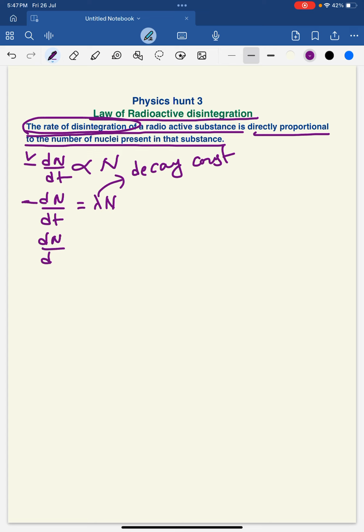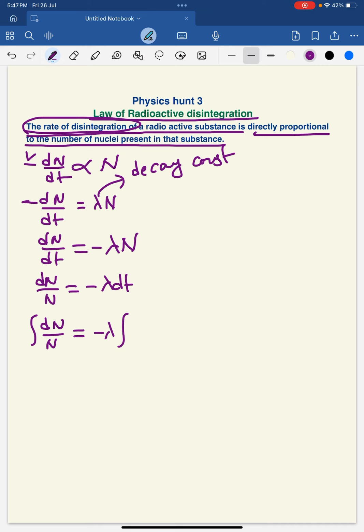Now we can take this minus to the right side also. dN by dt is equal to minus lambda into N. Look at the step carefully. On the left side, in the denominator time will be there, and on the right side we have the N term. So I'm taking N terms all on one side. That means dN by N is equal to minus lambda into dt. After getting this equation, I am going to take integration on both sides. So integral dN by N is equal to minus lambda into integral dt.